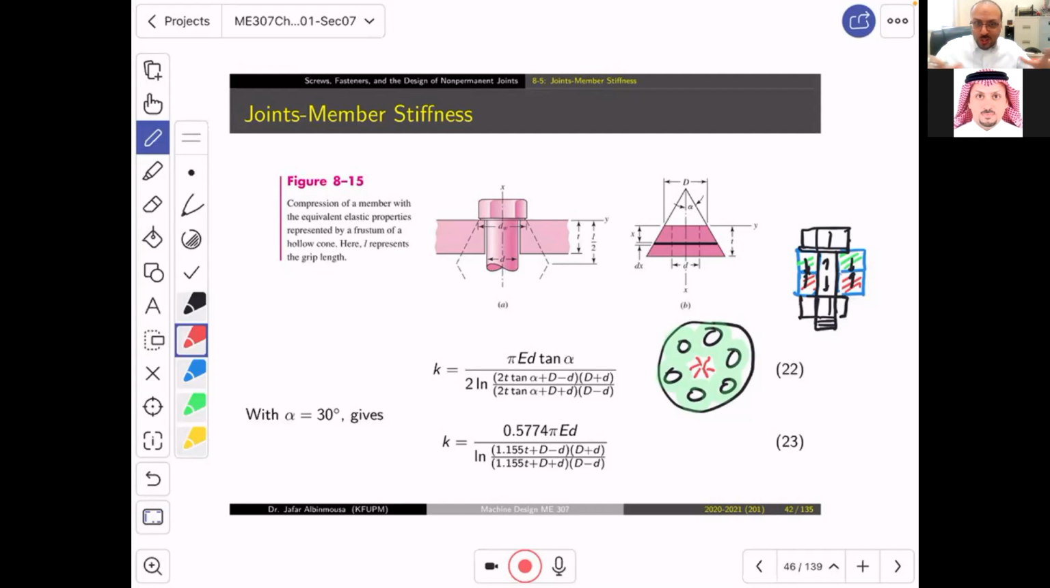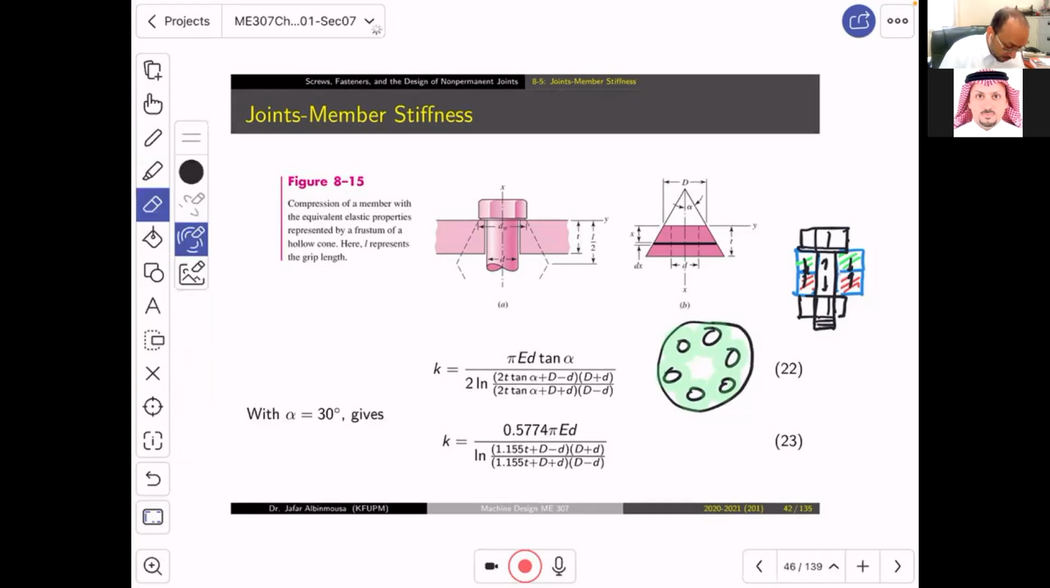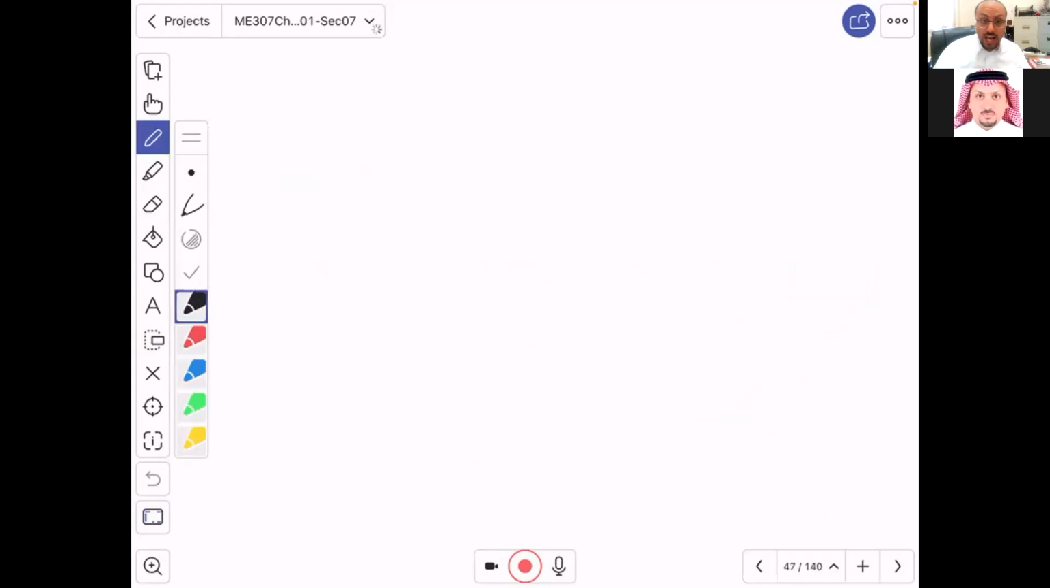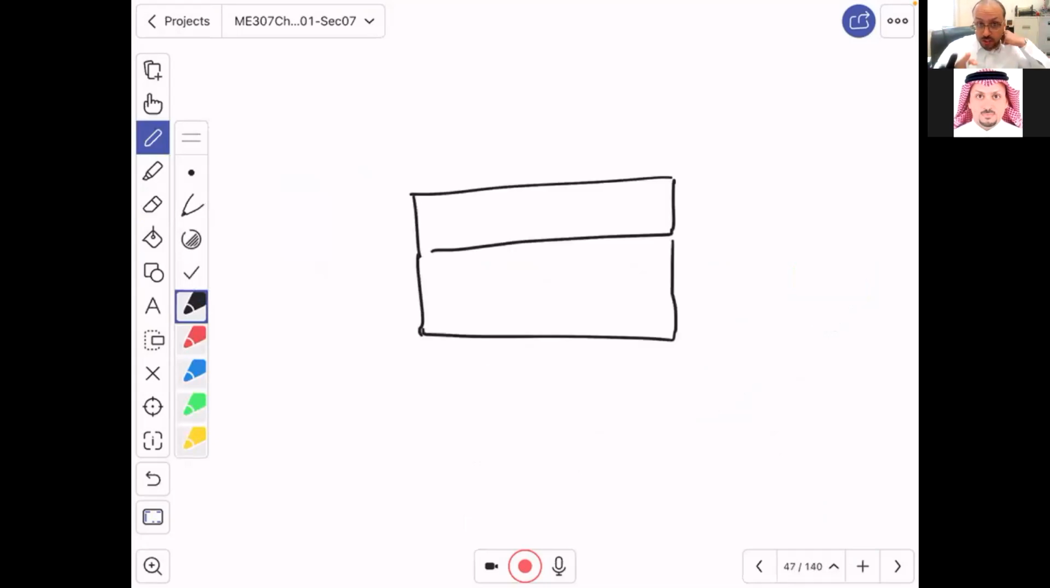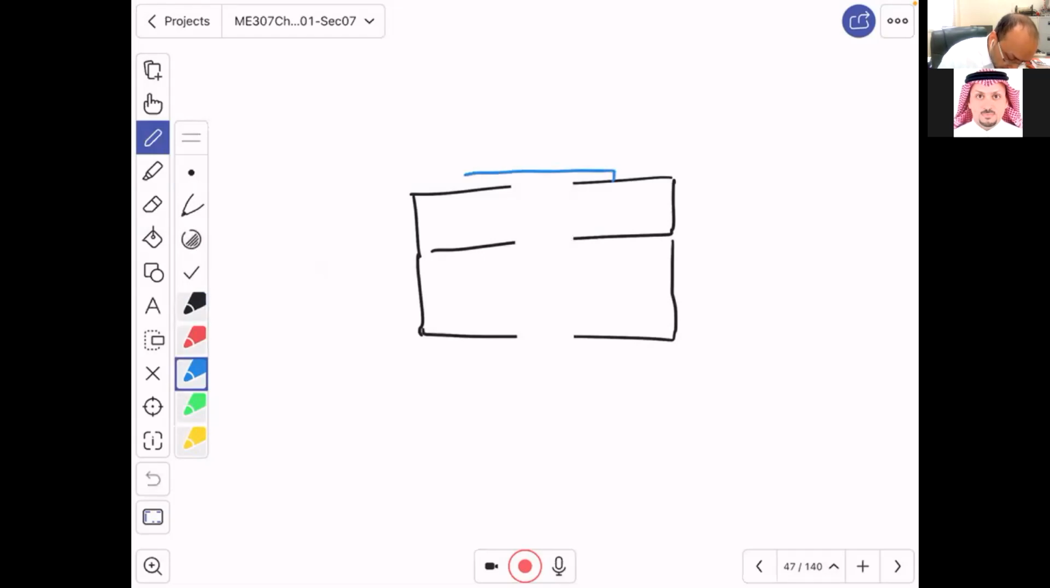Now, when we talked about this green region, I want to tell you that experimentally it was found that this region, look guys, this is very important, okay? Imagine that we have one plate here and another plate here, and they are not the same in thickness. And then, as usual, we drill a hole and we put the bolt. Of course, let's assume that there is a washer down. Let's assume that there is another washer down.